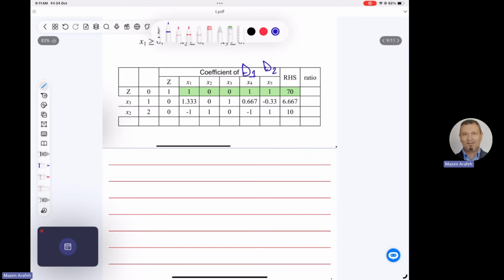So now basically we want to write an equation for x3, which is my basic variable here. It is equal to 6.67, I'm just going to use two digits, plus 0.667 d1 plus negative 0.33 d2. This has to be greater than 0 because we want to keep x3 as a basic variable.